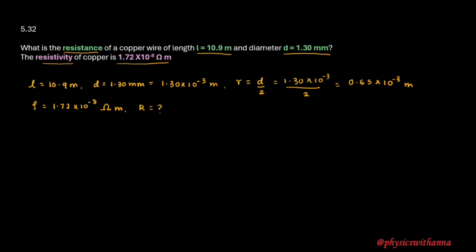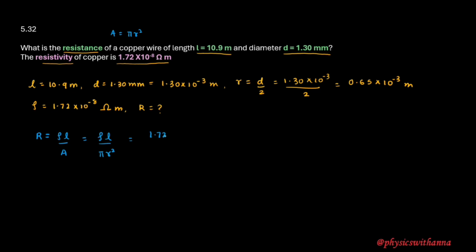We know that resistivity and resistance are related to each other by the expression R equals rho L over A, where rho is the resistivity of the wire, L is the length, and A is the area of cross section. For a wire, the area of cross section A is pi r squared. So we rewrite this as rho L over pi r squared. Now let's substitute all the values.